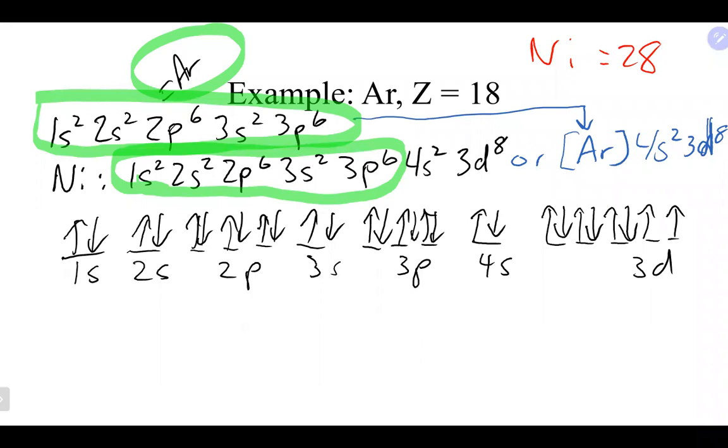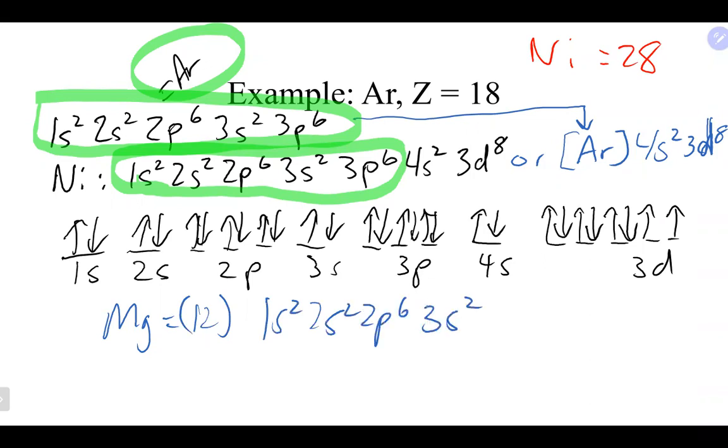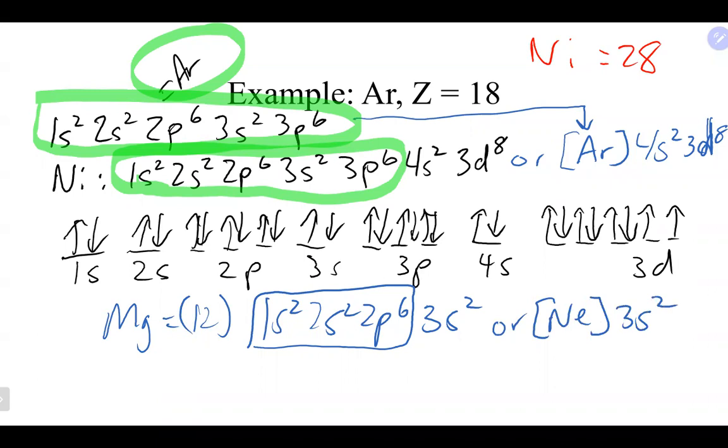It's always the noble gas of group 8 that comes right before the element you're writing your electron configuration for. So for example, if we looked at magnesium, which is 12, 1s2, 2s2, 2p6, 3s2, there would be magnesium. If we take this part of magnesium, that is how many electrons? That is 10 electrons on the periodic table. 10 is neon. So we would put neon in little brackets and continue on. So that's a shorthand for electron configuration. It is always the noble gas that comes right before the element that you are writing.